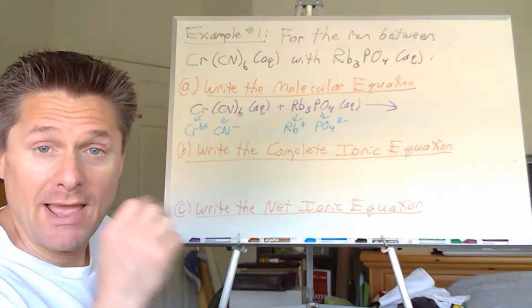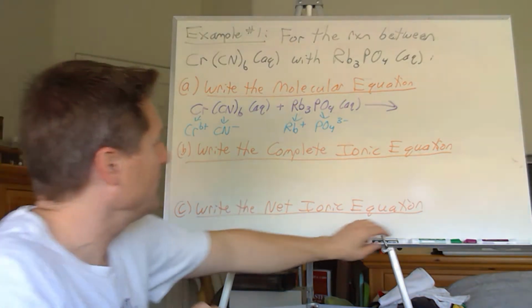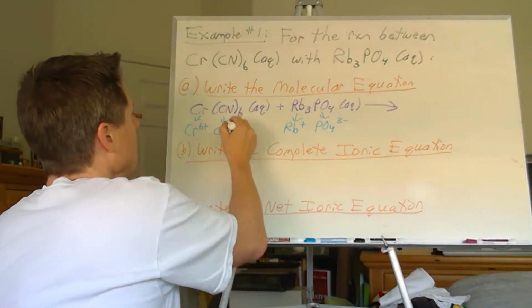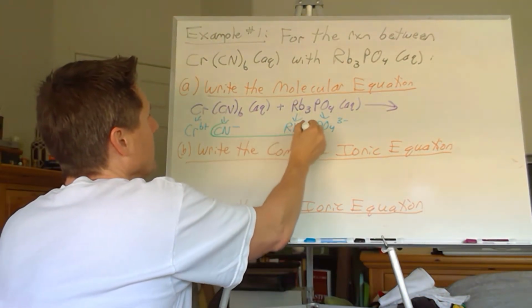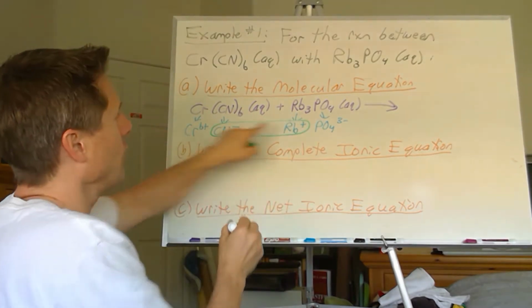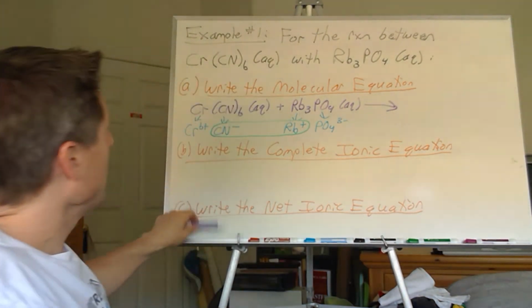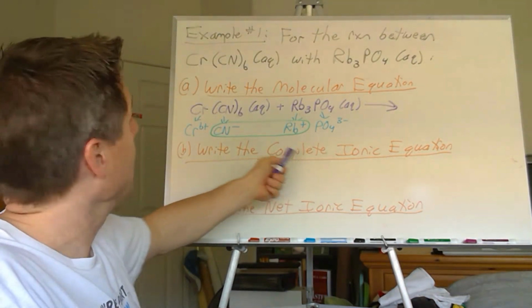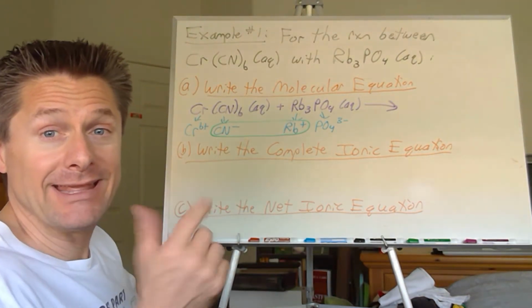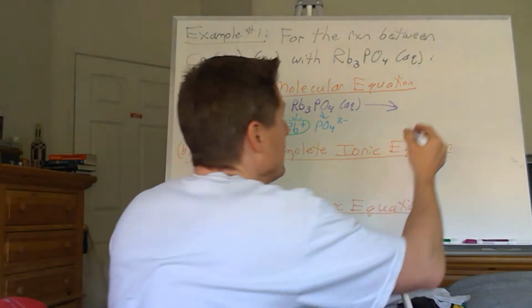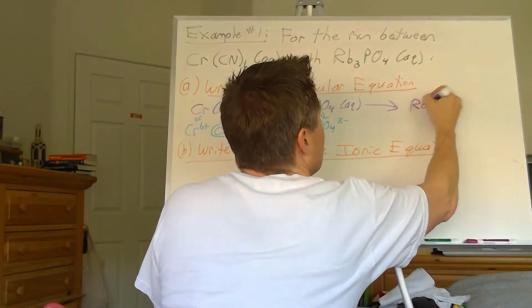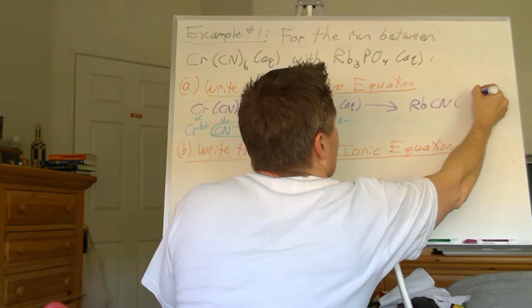Double displacement, right? Let's figure out what goes together. So the rubidium and the cyanide go together. And then the chromium and the phosphate go together. So let's look at our products here. Rubidium's a +1 cation. Cyanide's a -1 anion. So they go together in a 1-to-1 ratio. So I'm going to get RbCN.